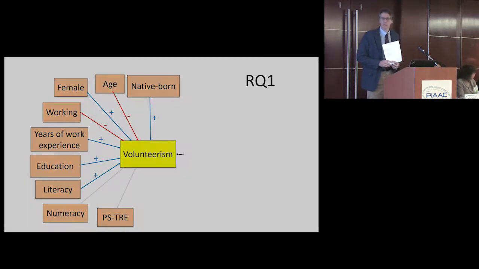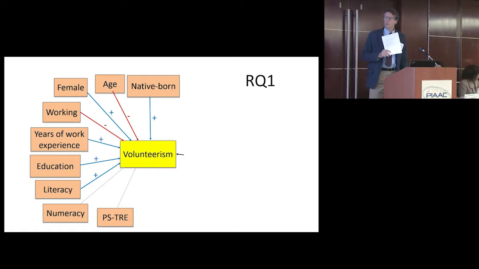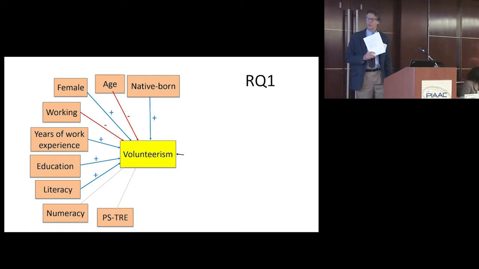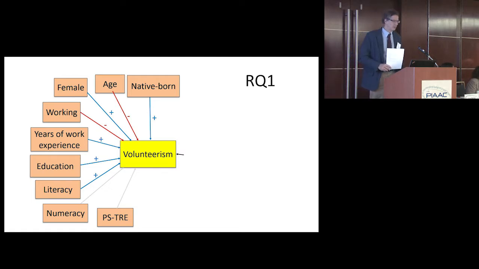So for research question 1, I detailed things just diagrammatically, where the blue pluses are significant positive relationships, the red negatives are significant negative relationships, and the light colored lines are the non-significant relationships. The most notable result for research question 1 was that native-born status was a positive predictor of volunteerism. That is, people who were native-born engaged in volunteer activities more than those who were non-native-born for the combined US and German sample. Age was a negative predictor of volunteerism. Females were more likely to volunteer than males. Those were the most notable.